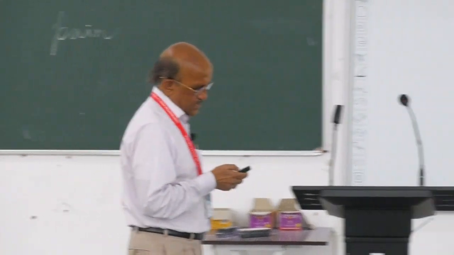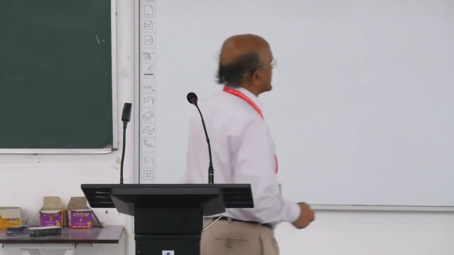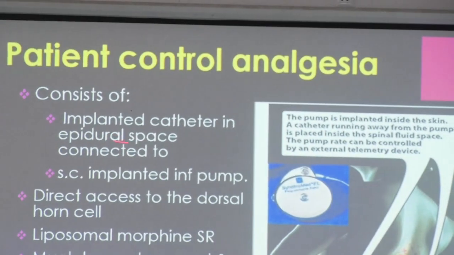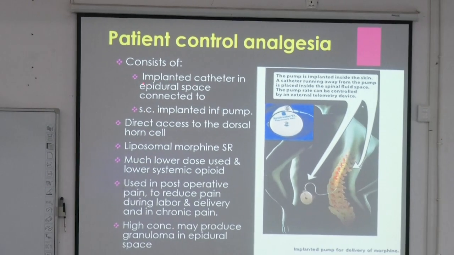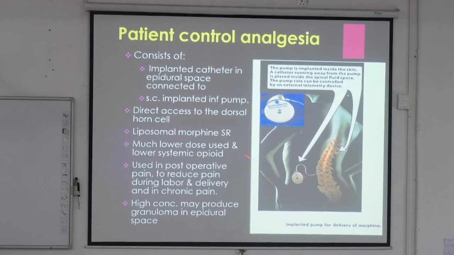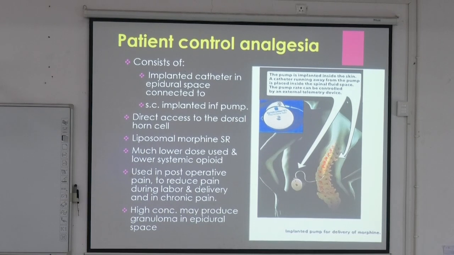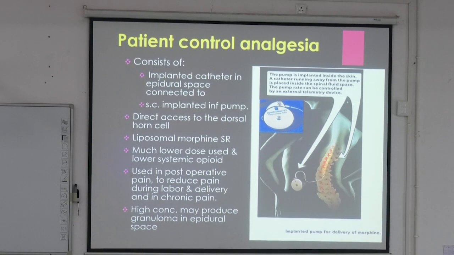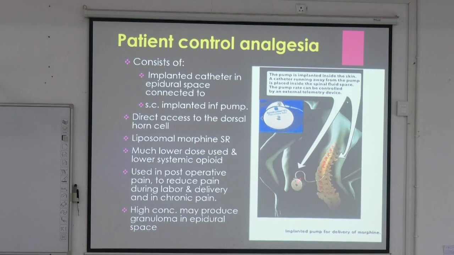How? It has two parts. One is the cannula, a catheter that has been introduced into the spinal canal, and that catheter is connected to an infusion pump which is implanted subcutaneously. And it is programmed beforehand, how much of the drug will be released per minute or per second.